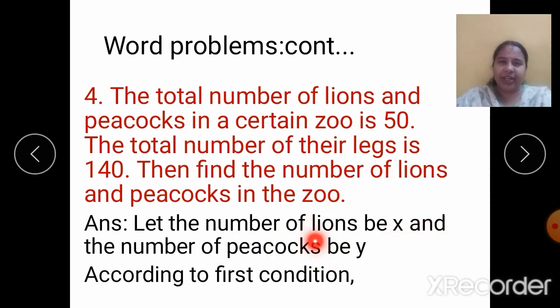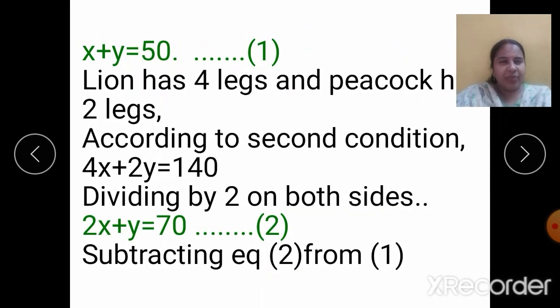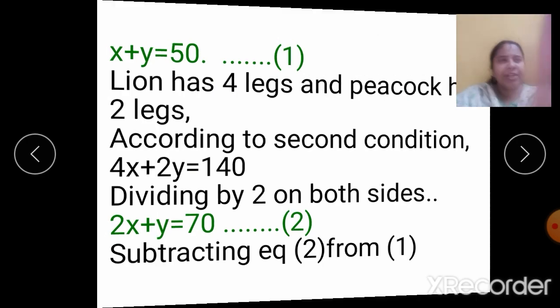So what should I get as my first equation? That this x plus y is nothing but the total. Are you understanding it? See, number of lions I have assumed as x, number of peacocks is y, total is given as 50. So my first equation will be x plus y is equal to 50. I hope you have understood this. Correct? Then what is the next statement?